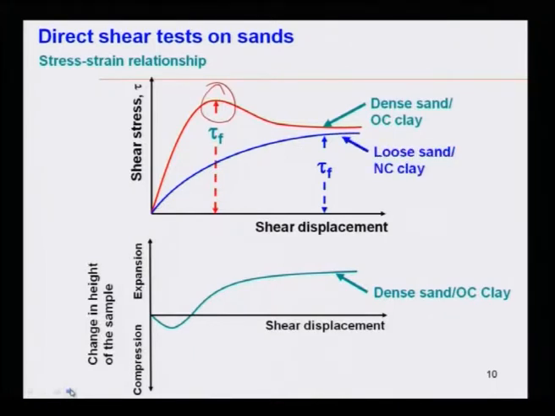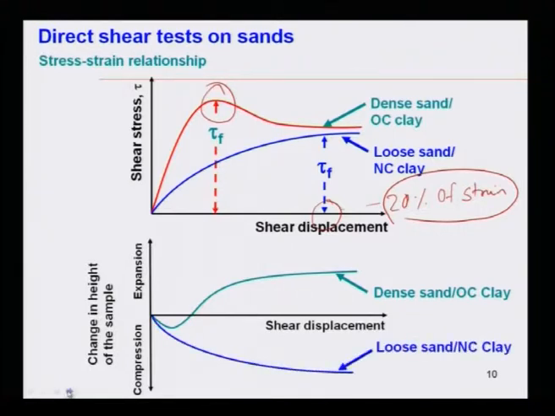Now, if I plot in the same graph for loose sand and normally consolidated clay, there will not be any failure pattern; you will not get any peak if I plot shear stress versus shear displacement. So the failure criterion you have to adopt is 20% strain. Similarly, the change in height of the sample, in compression or tension, with shear displacement will come like this, for loose sand or normally consolidated clay.